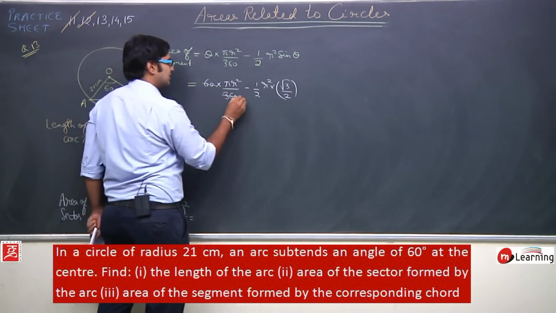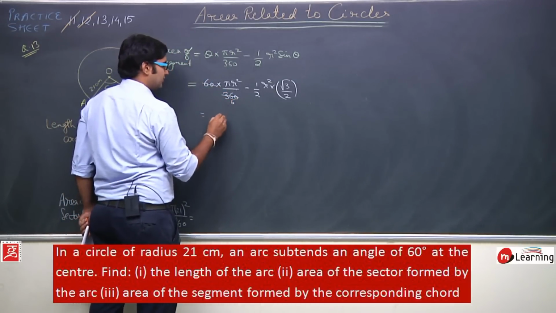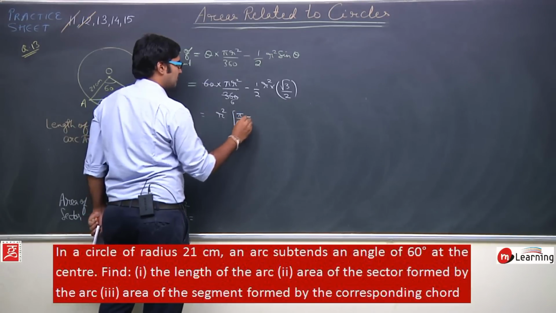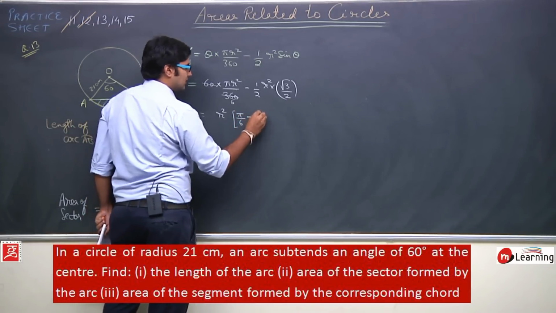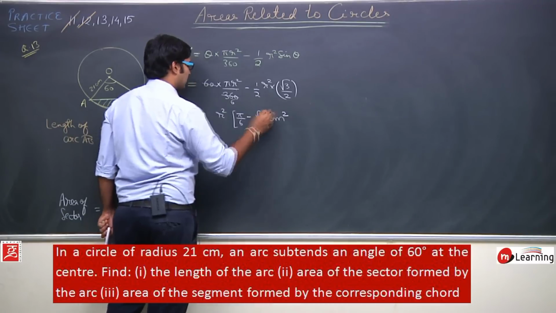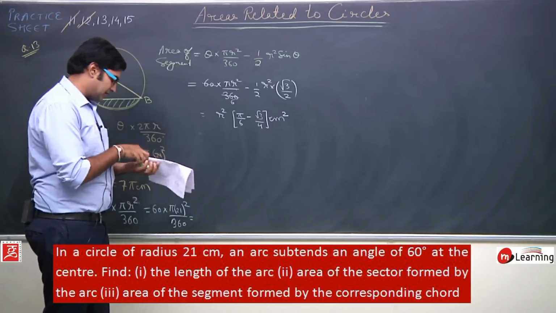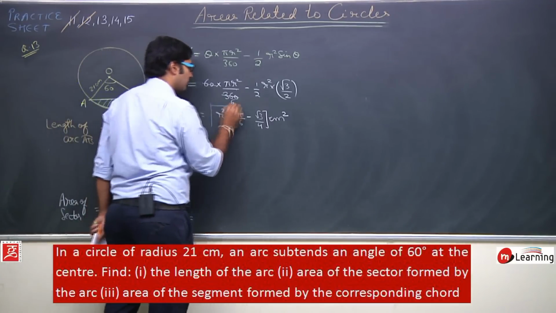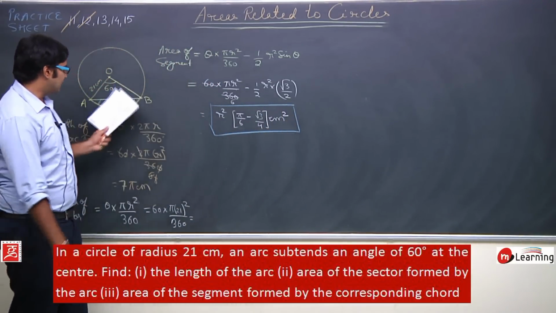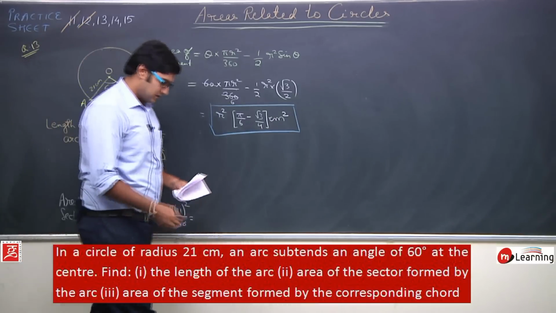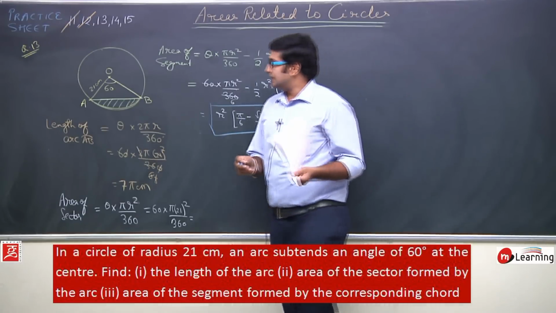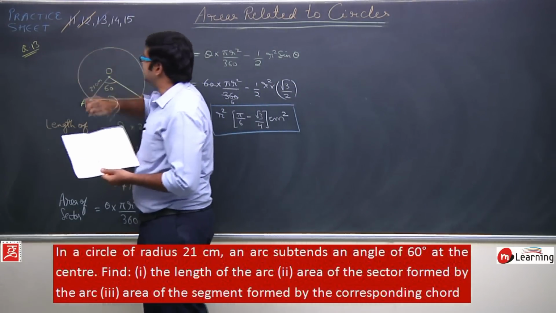So further solving this is 6. You will get, if I take r square as common, in bracket it will be pi by 6 minus root 3 by 4 centimeter square. So this will represent the area of segment formed by this arc. Okay, so this is the area of segment. So this completes question number 13. Again a very easy question.